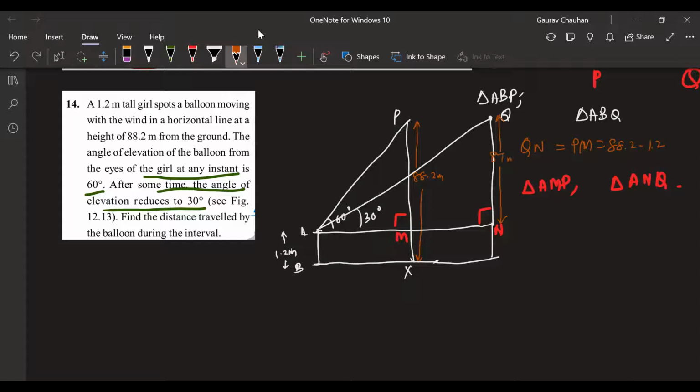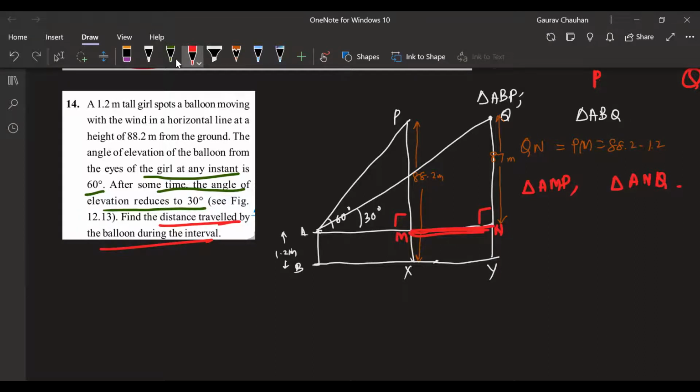If you have this as 87 meters, which line segment will help us find how much distance the balloon has traveled? I'm going to hear it from Riza. Sir, MN. MN or XY also, but XY you won't be able to find. You need to be exactly in the triangle, so this MN will help you find. How will you find MN?